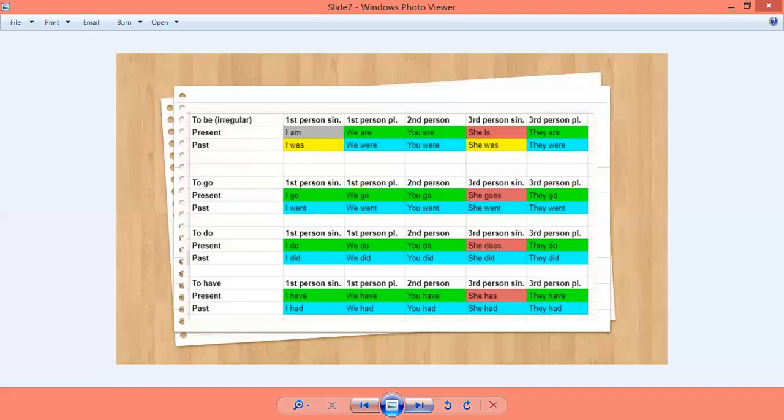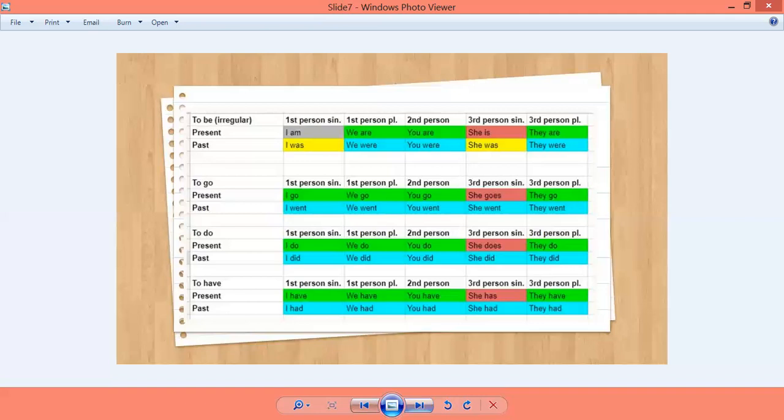और अगर थर्ड पर्सन प्लूरल में वापस जा रहा है तो वो गो से गो हो जाएगा. दे गो टू स्कूल एवरी डे. नाउ दिस हैपेंस इन ओनली प्रेजेंट. ये सिर्फ प्रेजेंट में हो रहा है. अगर पास्ट में ले तो आप देख सकते हैं कि पूरी जो रो है वो ब्लू है.